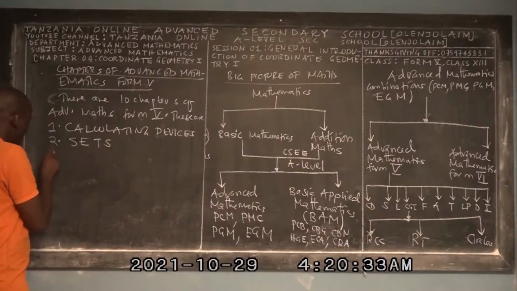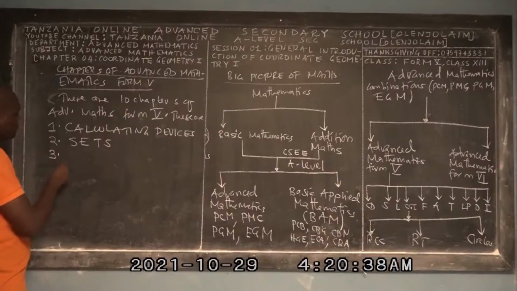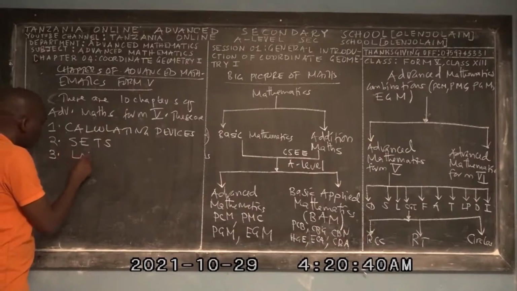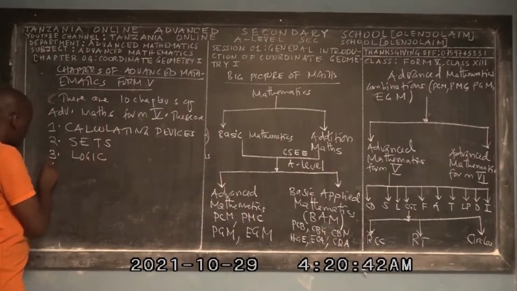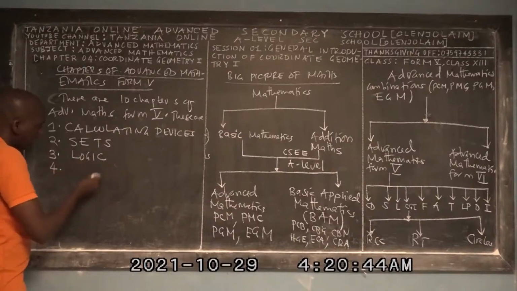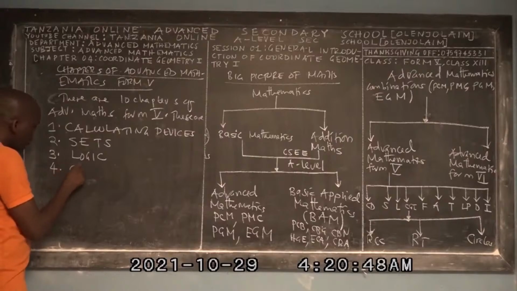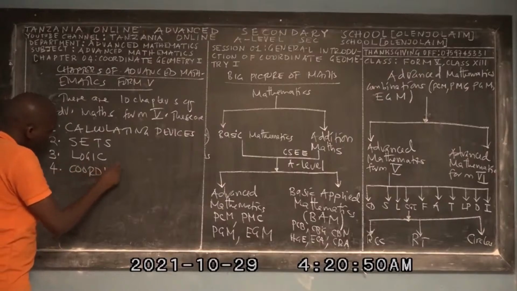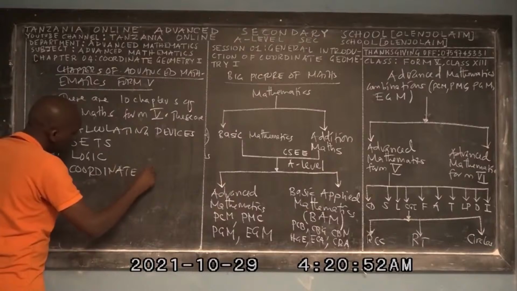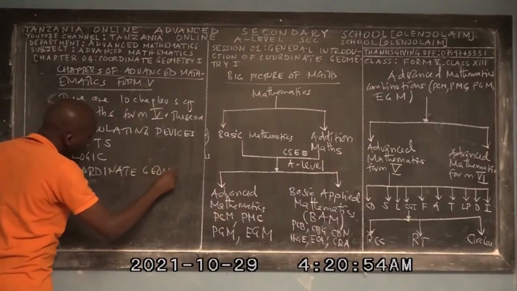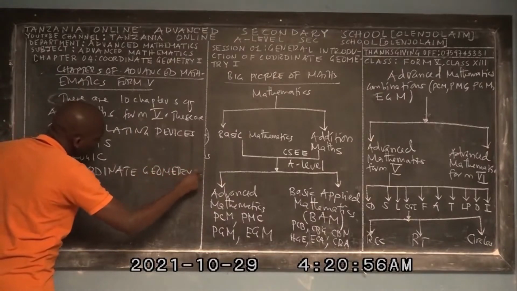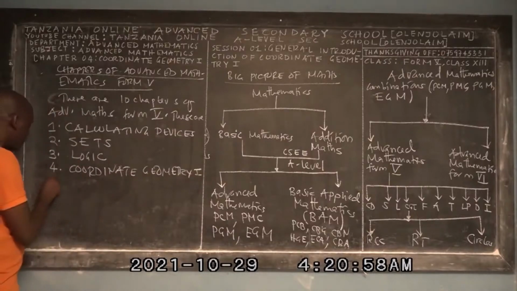This set is very interesting because we use it in music, especially in vocal music. The third topic, we call it logic. Very important because it can help you get prepared as a good electronic engineer. The fourth topic, we call it coordinate geometry, the one that we are learning today. Coordinate geometry 1, because we have coordinate geometry 2 in Form 6.